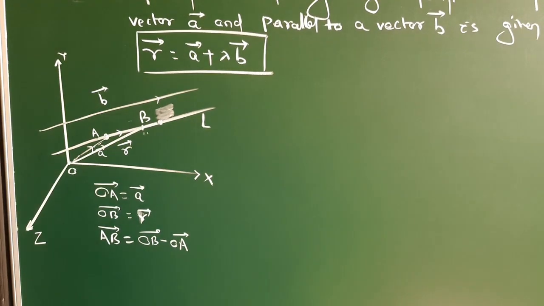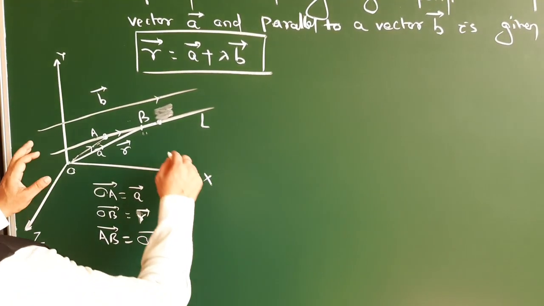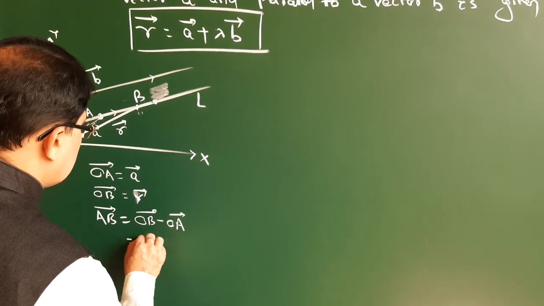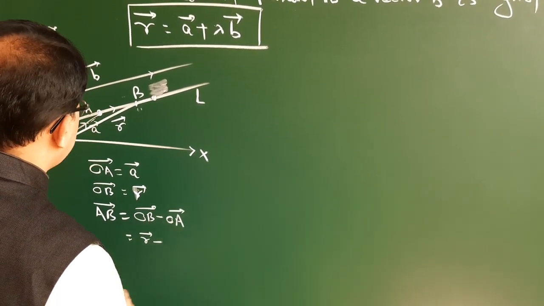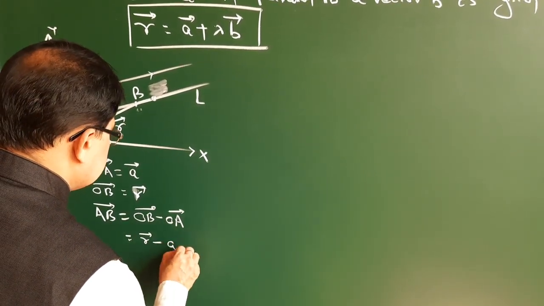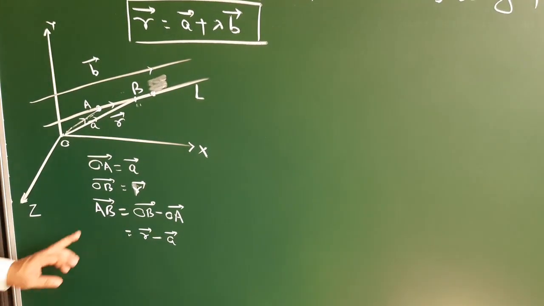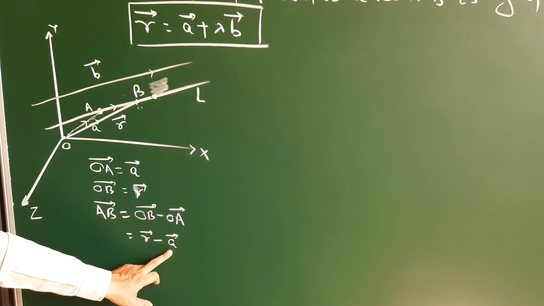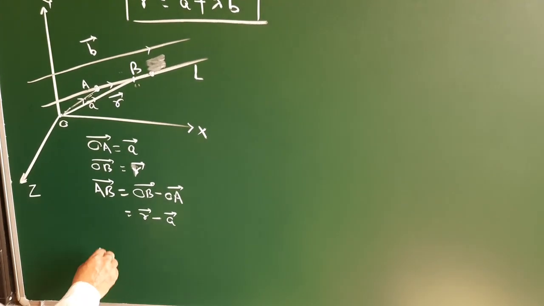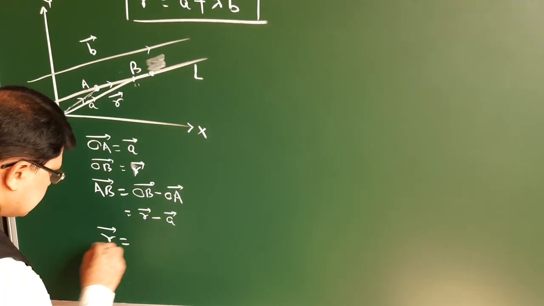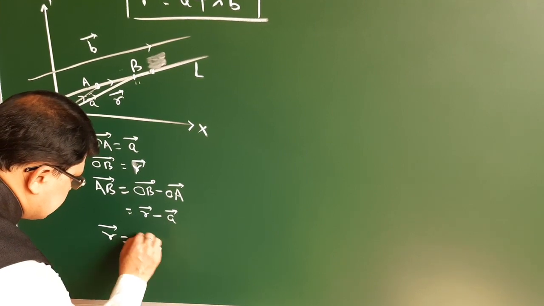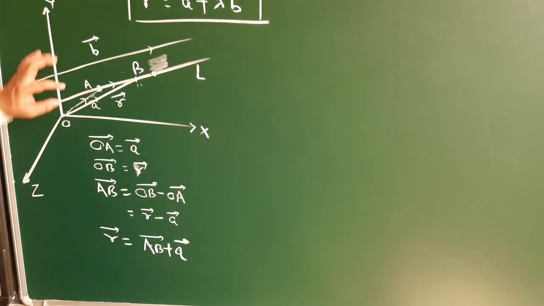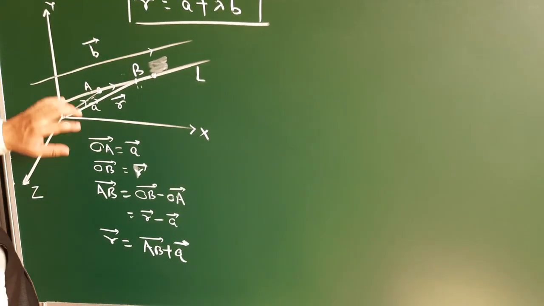Understood my point? This is equal to r vector minus OA vector, and OA vector is a vector. So AB vector is equal to OB vector minus OA vector, which is r vector minus a vector. So what is our r vector? Now r vector is equal to AB vector plus a vector. Understood? But how to find this AB?